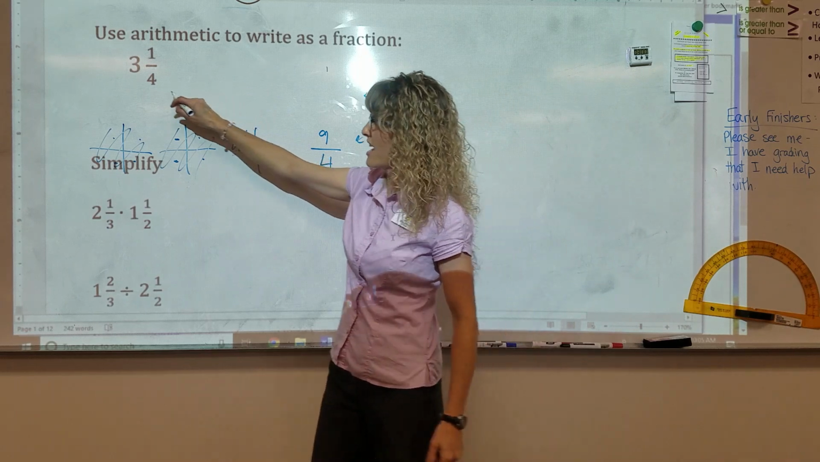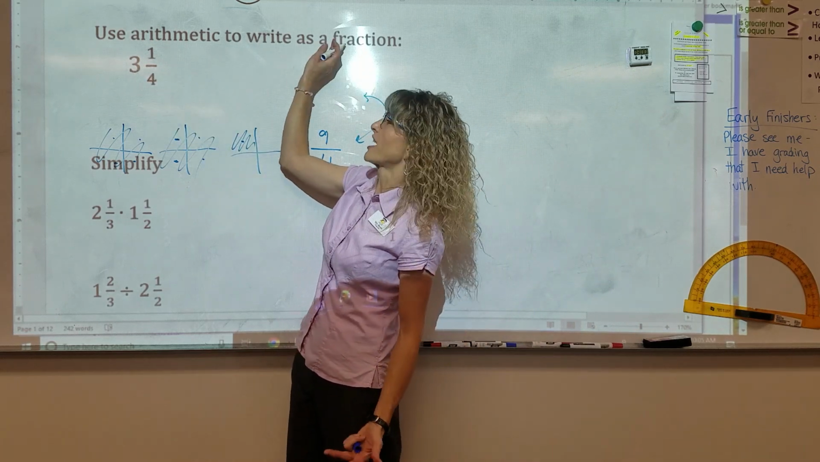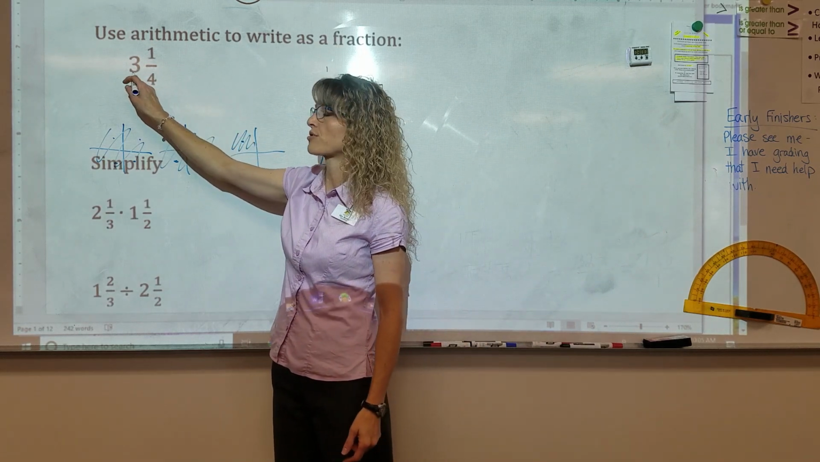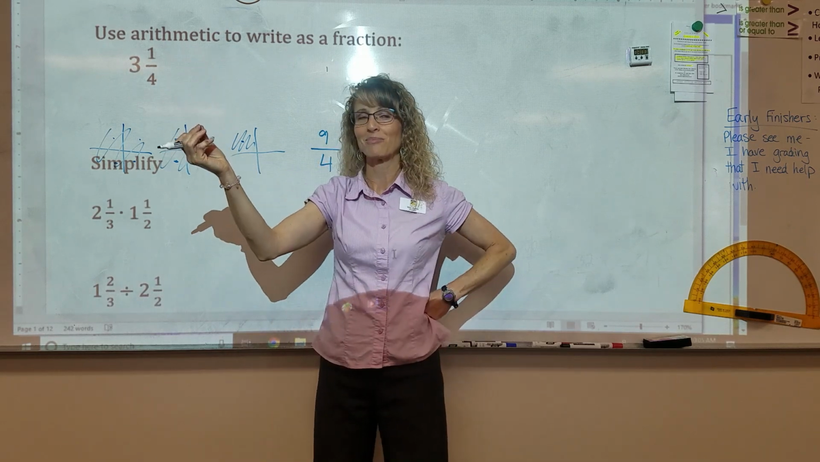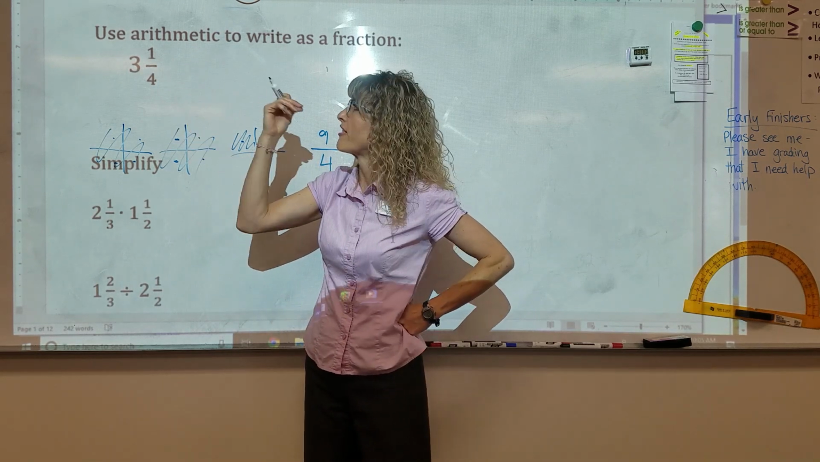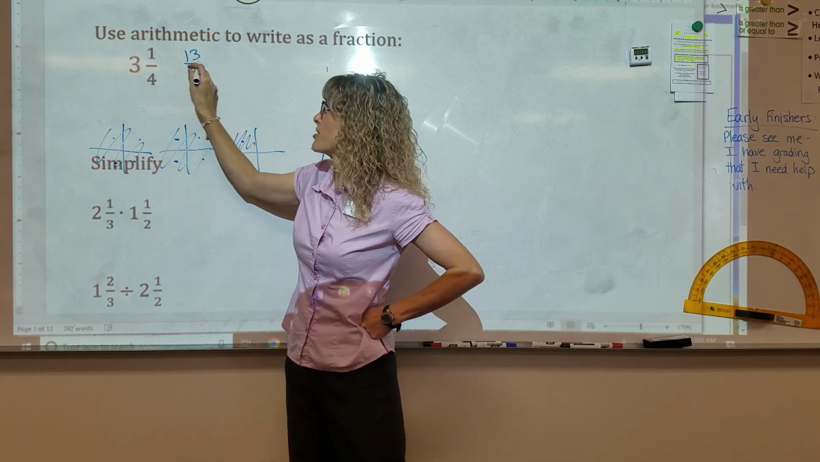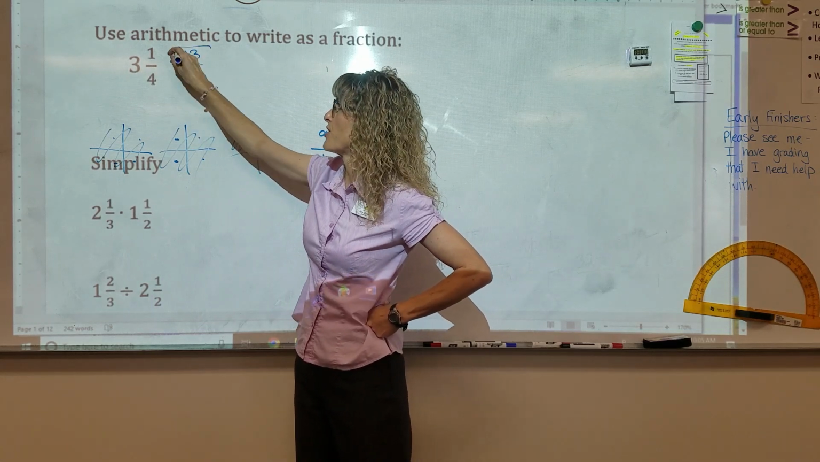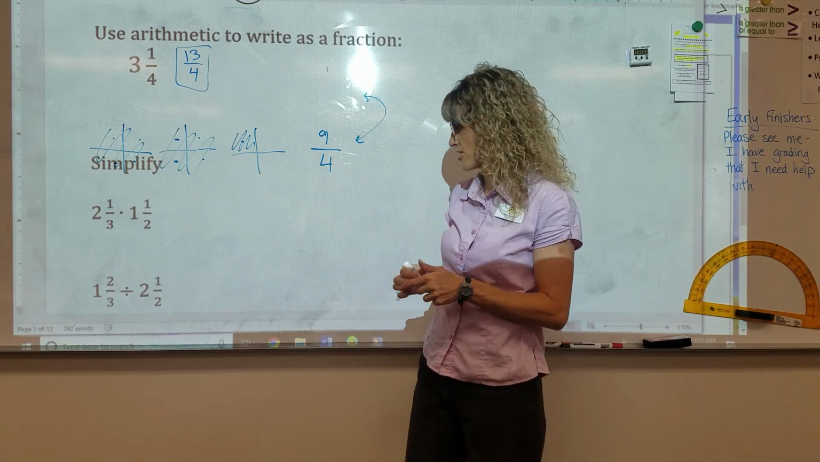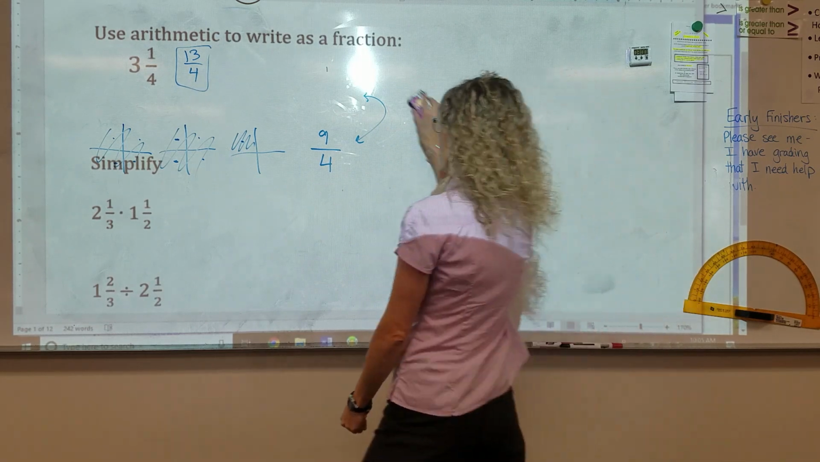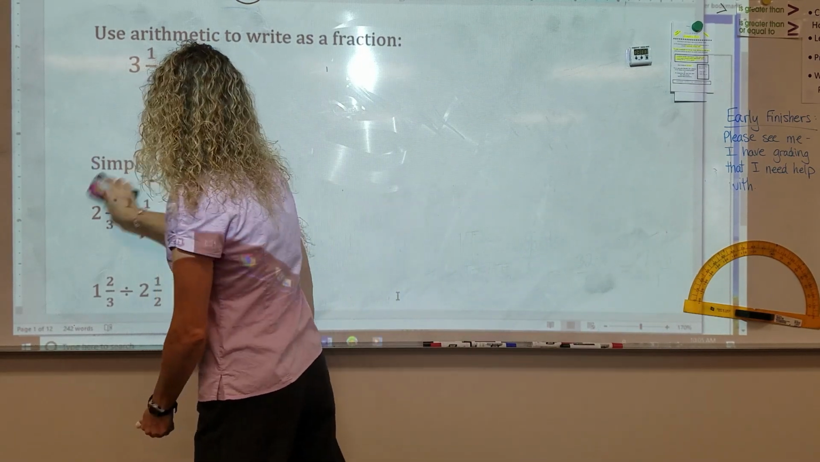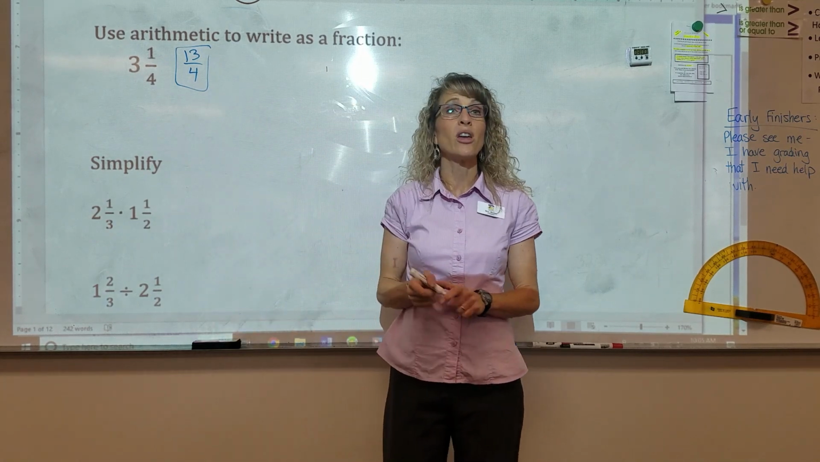So writing this as an improper fraction, we do 4 times 3 plus 1, think. What's my numerator? Get ready? 13, right? 4 times 3 is 12 plus 1, 13, and then keep the denominator the same. So this is the equivalent improper fraction. So we're going to now multiply, but first we're going to convert into improper fractions.